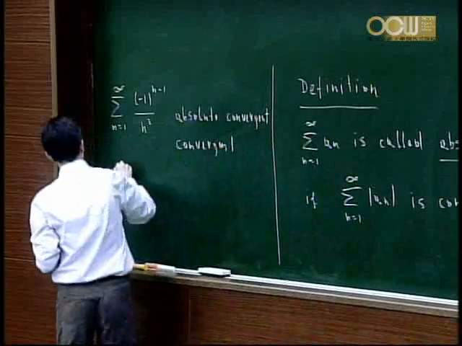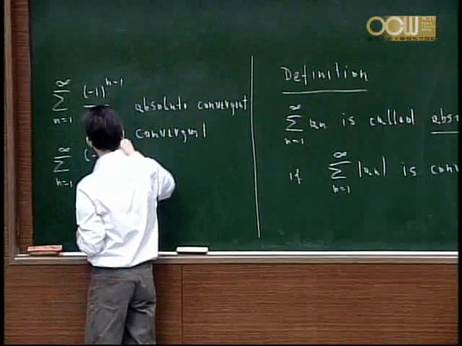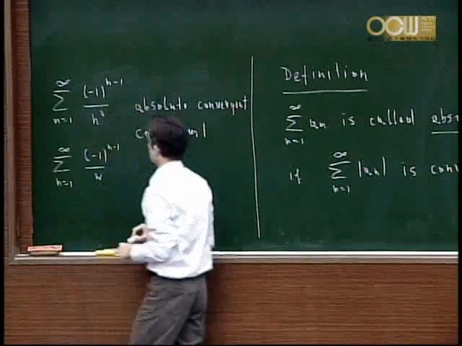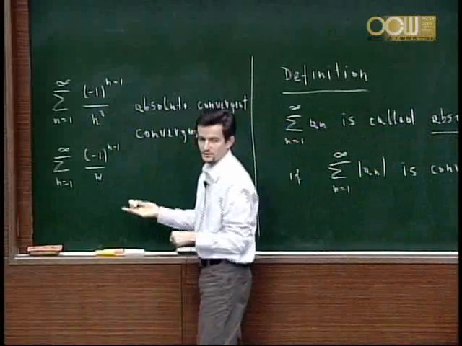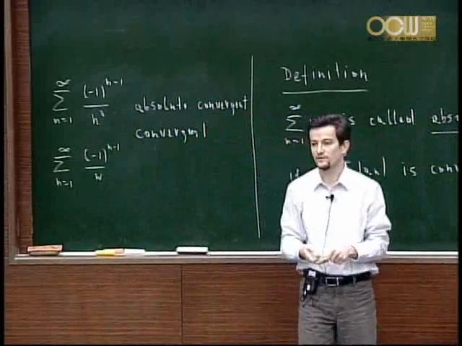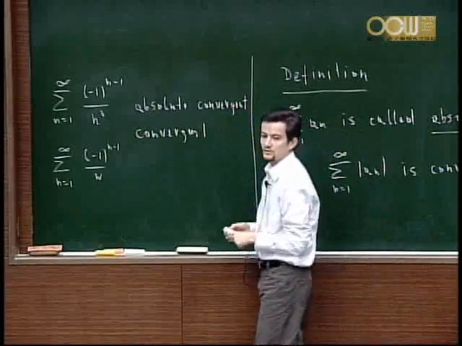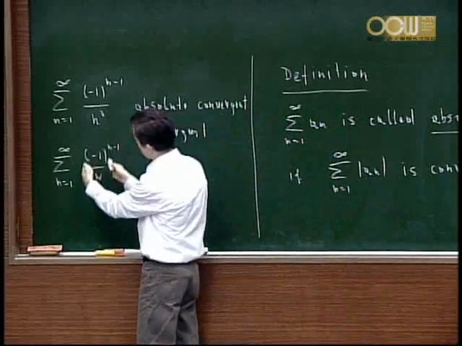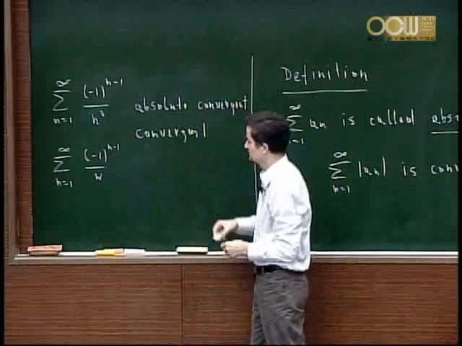Now, if we look at another example, this one. This series, we know it's convergent because last time I showed you how to find the value, ln of 2. How about absolute convergence? If you look at the series where you replace the term by the absolute value, here you see 1 over n, so it is not absolutely convergent.